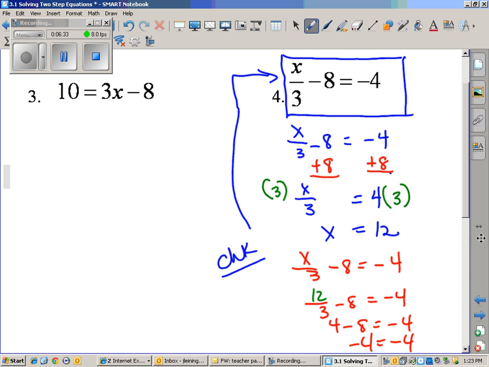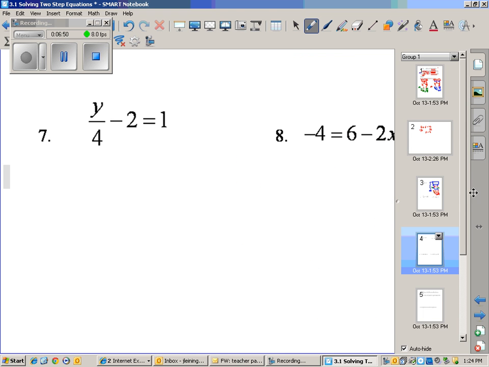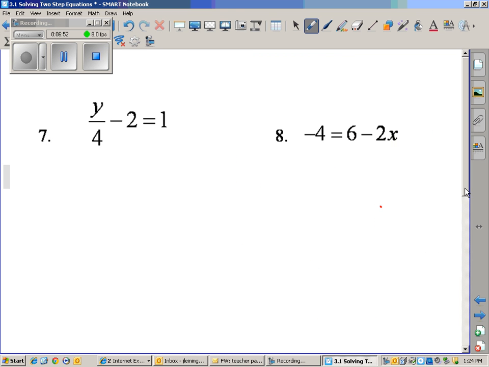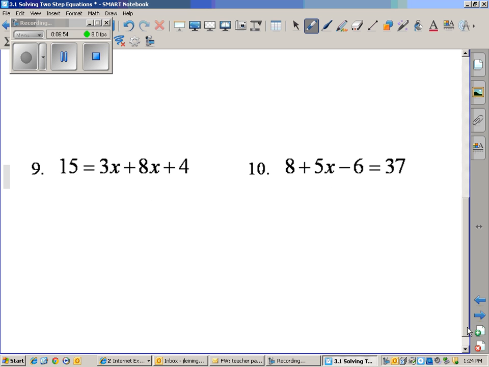I will ask you to work number 5. It's similar. And number 6 as well. I've kind of stapled your papers funny. If you will find the page that has 7 through 12 on it, it's actually the second page. I want to skip down to number 9 and work number 9 together. Let's box it up. Let's rewrite it.